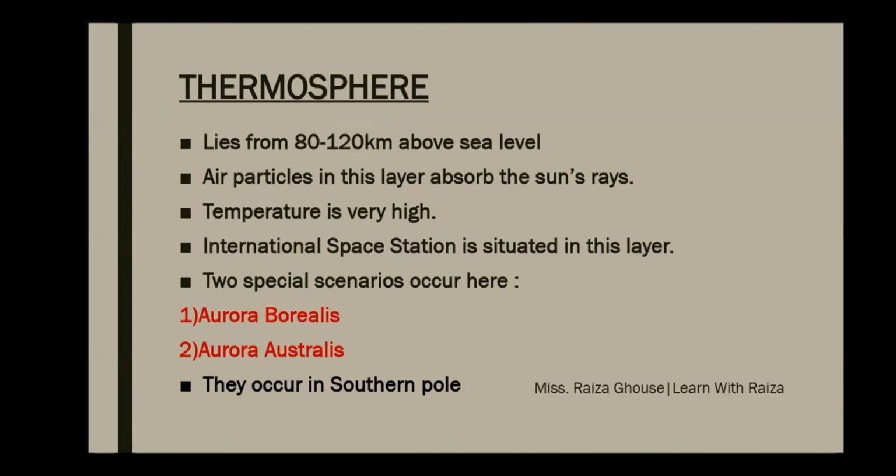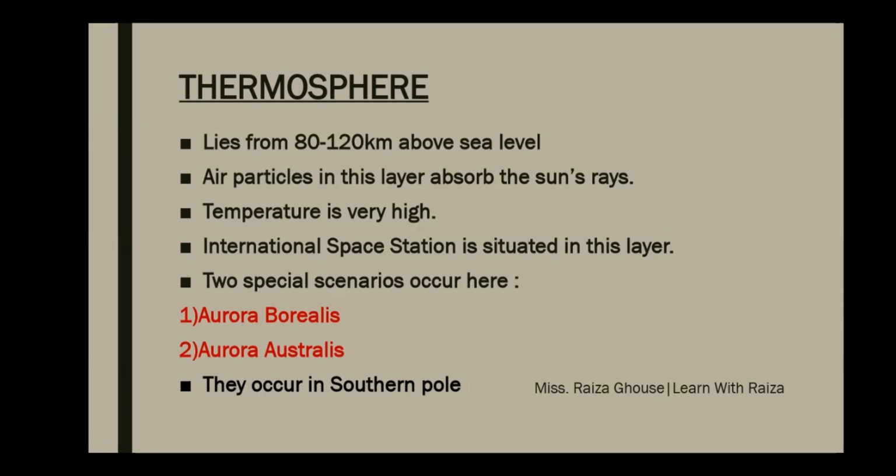When you come to the thermosphere, it lies about 80 to 120 kilometers. Troposphere is 15 kilometers above sea level. Stratosphere is 15 to 50 kilometers. Mesosphere is 50 to 80 kilometers. Thermosphere is 80 to 120 kilometers above the sea level. The air particles present in this thermosphere layer absorb the sun's rays, so the temperature in this layer is very high.